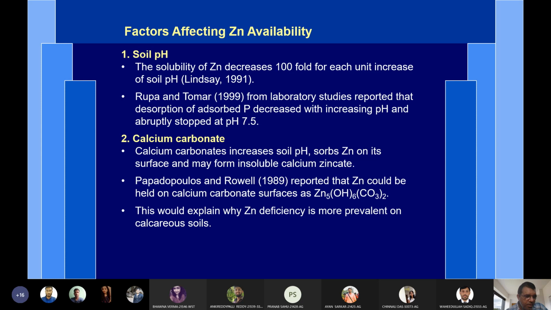Papadopoulos and Rowell reported that zinc could be held on the calcium carbonate surface as zinc hydroxycarbonate. So it can convert to the zinc hydroxycarbonate and the zinc availability is reduced. So this would explain why zinc deficiency is more prevalent on calcareous soils. So in calcareous soils, you know that zinc deficiency is quite common.